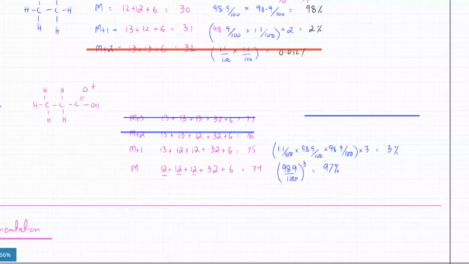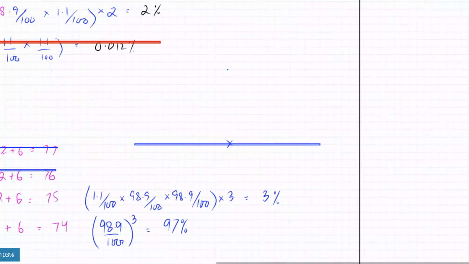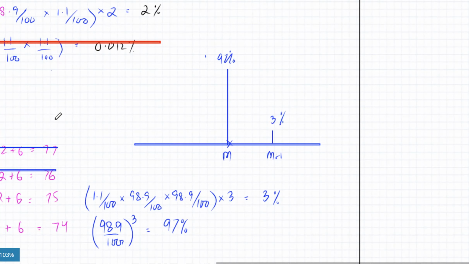Okay, what was our point? That if there are 3 carbon atoms, what will happen? Your mass spectrum will have an M peak and an M plus 1 peak, and the relative abundance would be approximately 97% for this one, and for this it's going to be 3%. Okay?